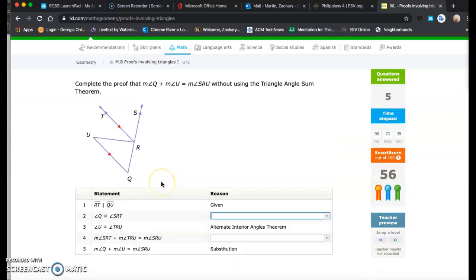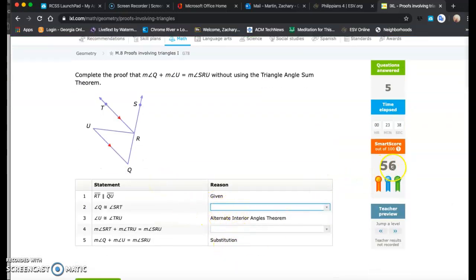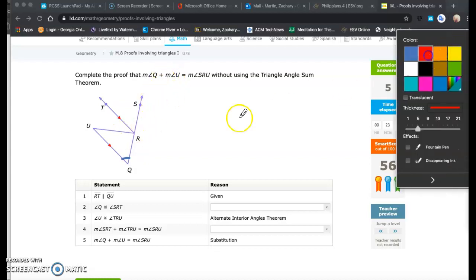Let's do this one real quick. This one now we've got to get 2 reasons. We're already at smart score 56. That's fantastic. Complete the proof that the measure of angle Q down here, we'll go ahead and mark that out. Measure of angle Q, we want to show that plus the measure of angle U, put that in a different color here, measure of angle U is equal to the measure of angle SRU. And if you add these together, it's the same as this exterior angle SRU. The measure of the exterior angle SRU without the triangle angle sum theorem or the exterior angle theorem.